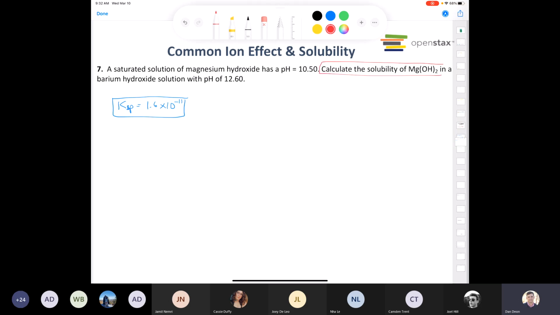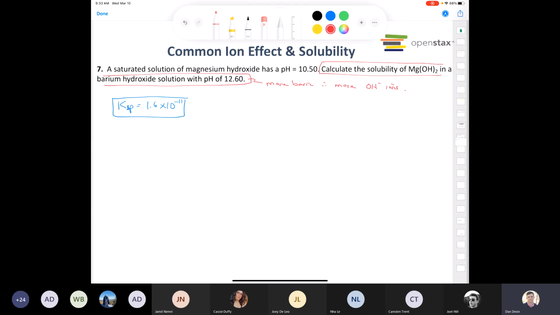So what's happening in the second part, the KSP doesn't change, but now it's asking you for the solubility of the magnesium hydroxide in a barium hydroxide solution that's already got a pH of 12.60. The pH has gone up, so therefore it's more basic. Therefore, it's going to have more hydroxide ions in it, isn't it? It's going to have more hydroxide ions. We need to calculate the concentration of those hydroxide ions.